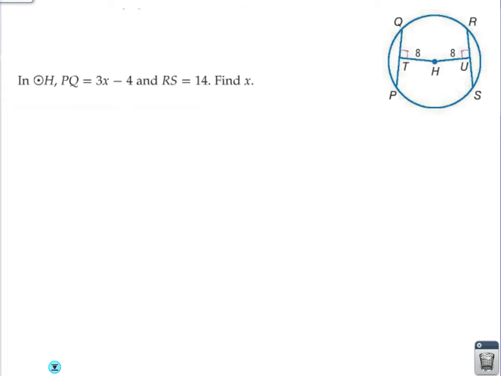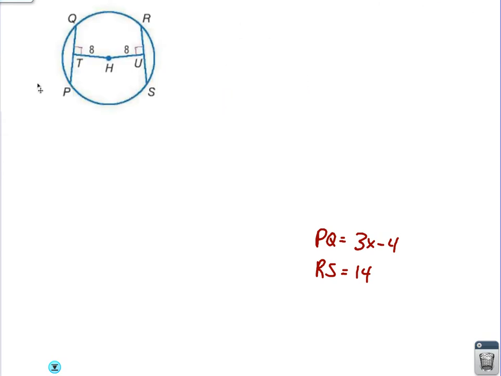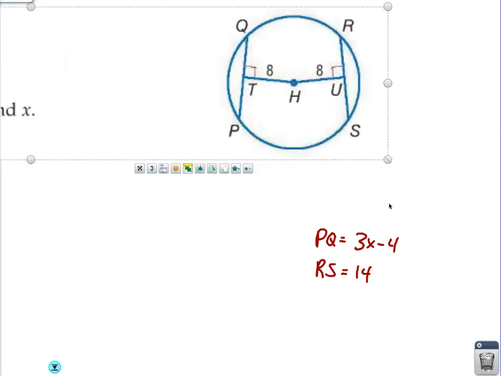We're given that PQ is 3x minus 4. RS is 14. Write that down. PQ is 3x minus 4, and RS is 14. Find x. Let me scroll over here and blow this up a little bit so we can see it better.